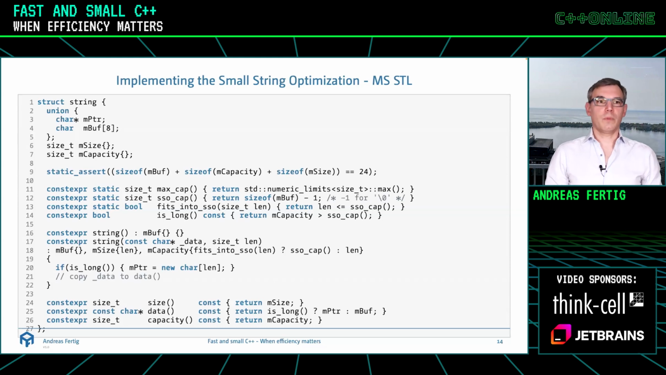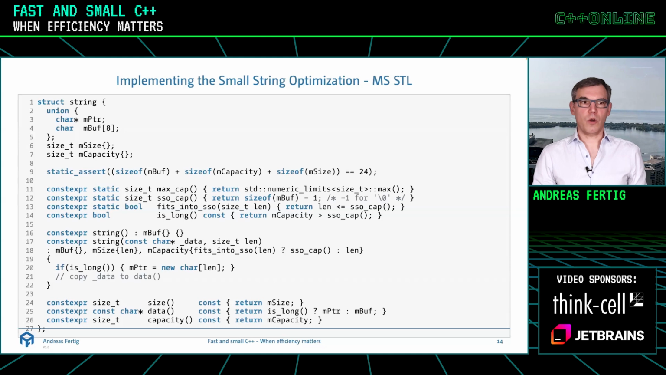In the constructor's body, there's another check whether we are in SSO mode or not. So in long mode, we allocate dynamic memory for the actual string, and then we copy the data over into whatever it then is, our local buffer or the dynamic one. The nice thing is they still have two member functions that come branch free. Size and capacity have in this implementation no branch. They directly return the data members. And data now has the branch. That one has to check whether it's in long mode, then return mPtr. And if you are in short string mode, we return mbuff.